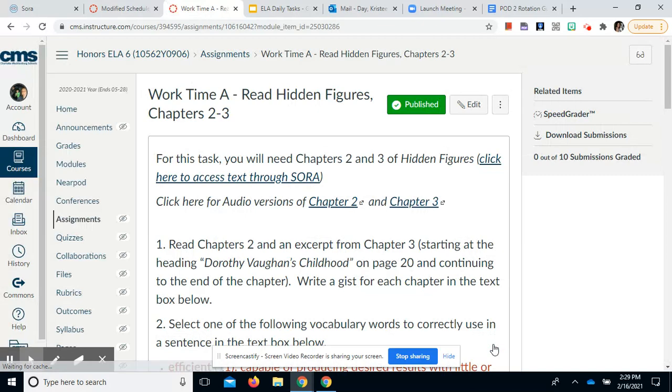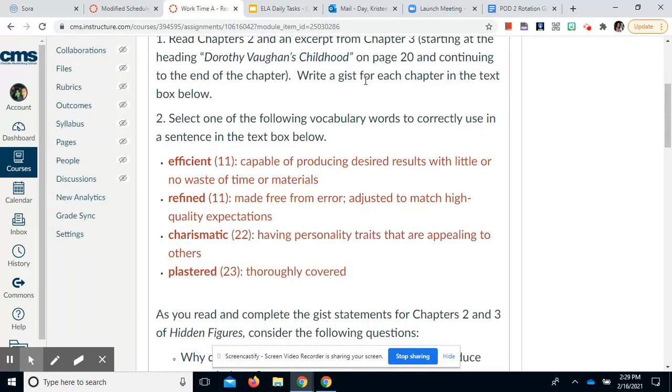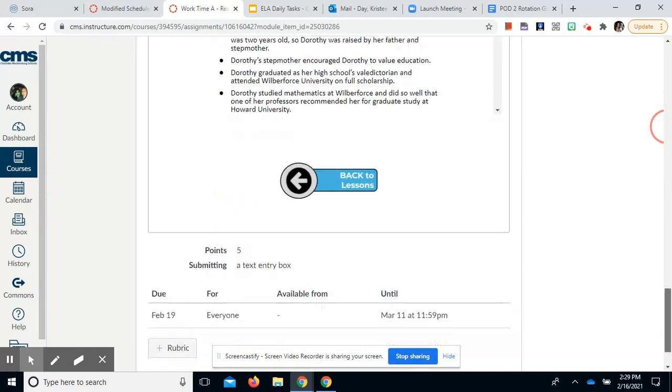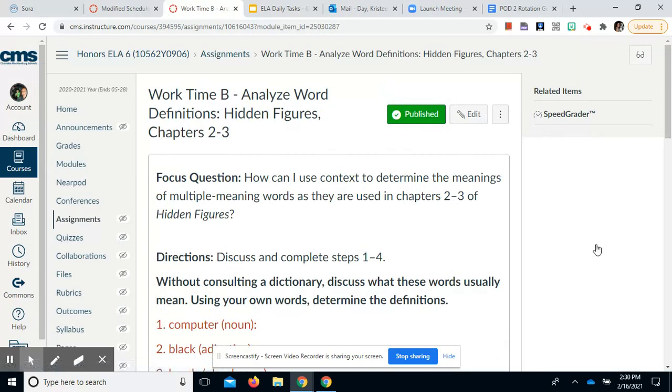Then we get into the reading of chapters 2 and 3. Reminder, when you have 2 chapters, you need to provide 2 gists. So if you did not do that correctly with yesterday's assignment, you got partial credit and a note telling you to add a gist. So we have gists for chapters 2 and 3. And then also looking at the vocab words, you're going to choose efficient, refined, charismatic, or plastered to use correctly in a sentence.